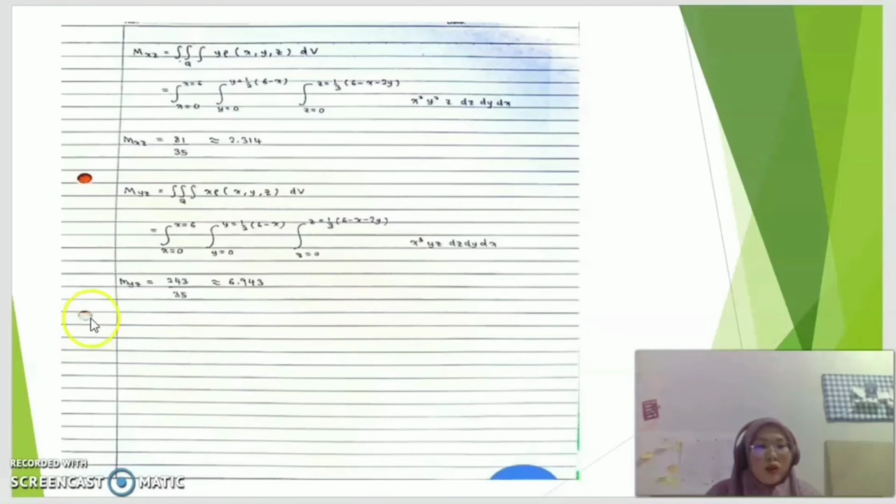Next, the moment of mass about the xz plane. We do a triple integral, and the value is 81/35, which can be read as 2.314. And at the yz plane, we integrate x³yz dz dy dx using the same limits of x1, x2, y1, y2, z1, z2. We got the value of 243/35, which we can read as 6.943.